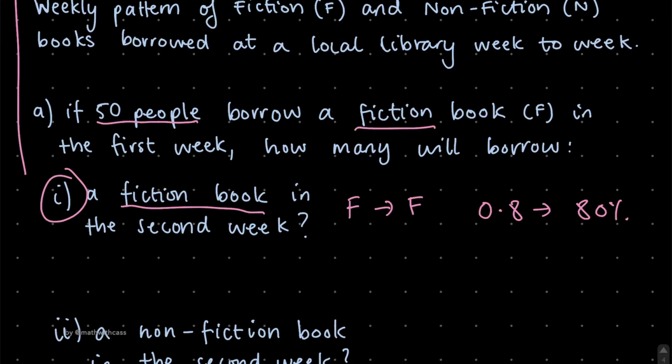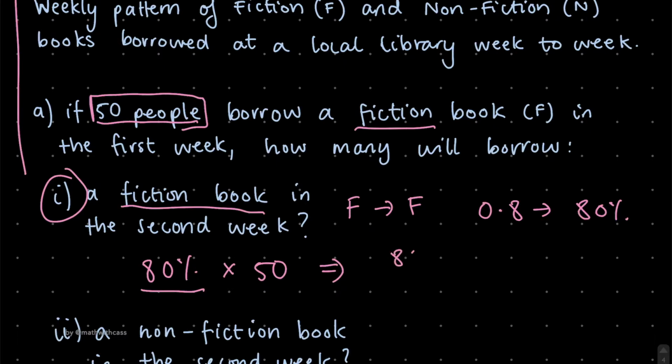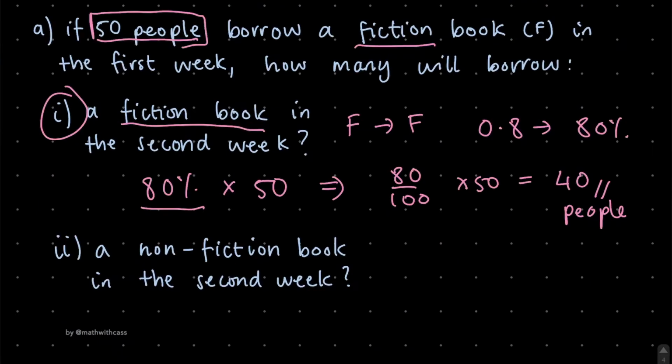So if 80% of people borrow a fiction book in week 1, then they're going to borrow one in week 2, then we need to go 80 times 50. So that's the number of people borrowing the book. And that's going to give us an answer. So 80 times 50, well, that's also 80 over 100 times 50. And that simplifies to 40. So 40 people will be borrowing fiction in the first week and then borrowing fiction in the second week.